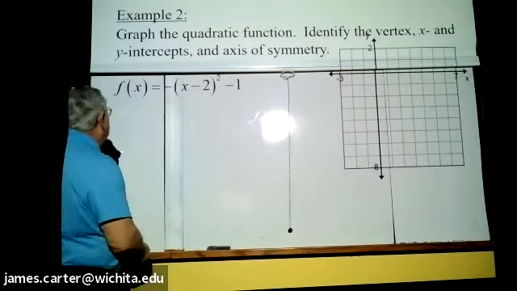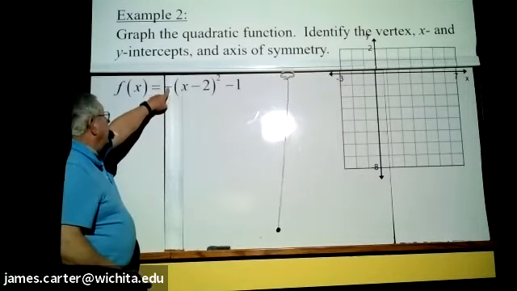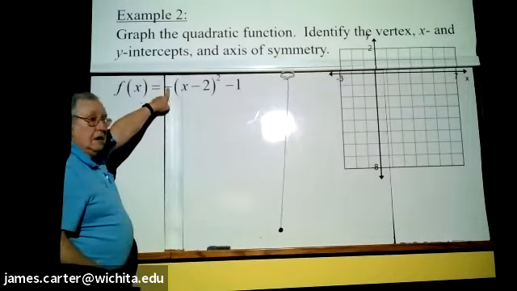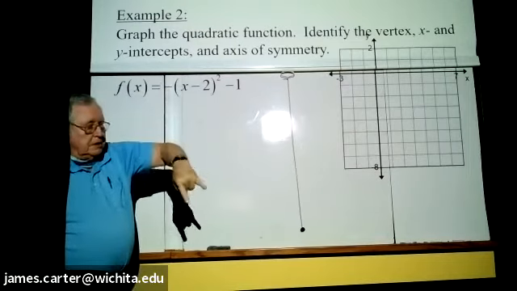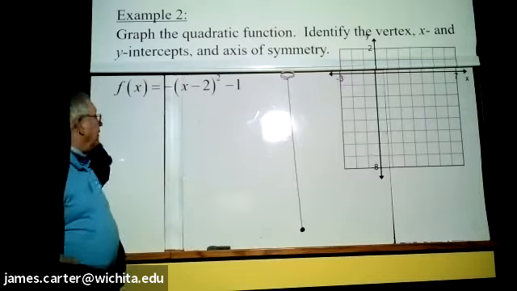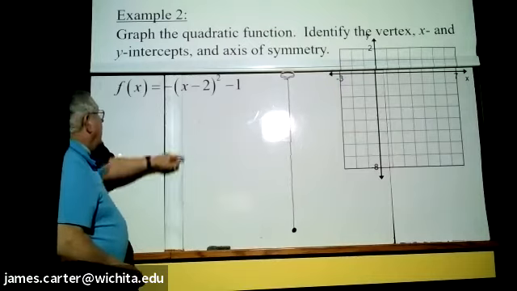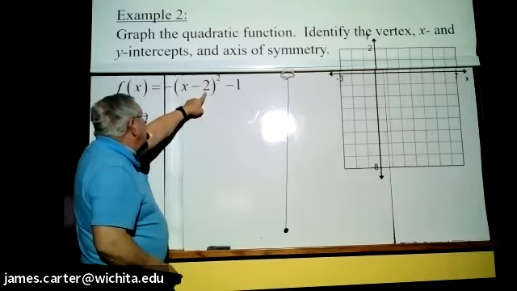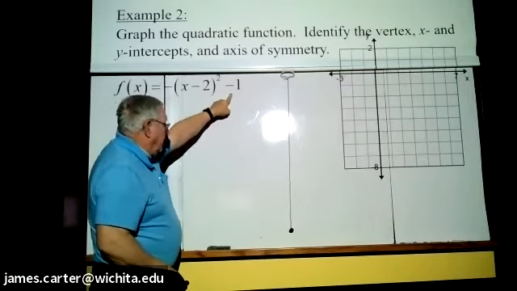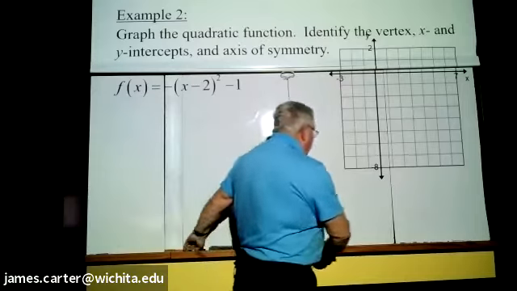Okay, we got another problem. This time we have a negative out front. What does that negative mean? That means it's going to open downwards. What's my vertex going to be? It's going to be the point positive 2, negative 1. So I can graph that.